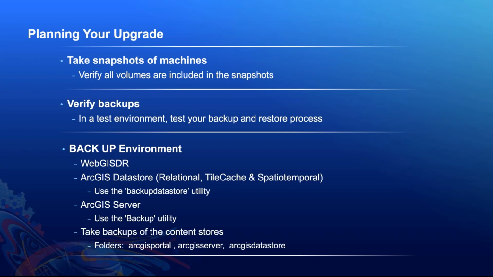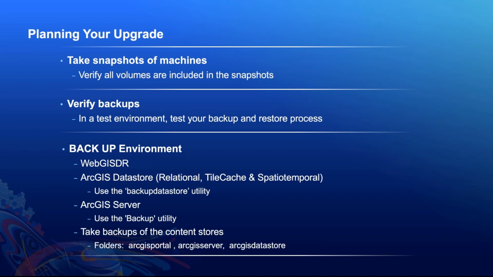Also consider using the WebGIS DR tool to back up your deployment. Items backed up using this tool include ArcGIS Enterprise portal items and settings, hosted web layers, federated and hosting server settings, and hosted feature service data and hosted scene layer caches. You also need to back up any customizations configured for your portal.